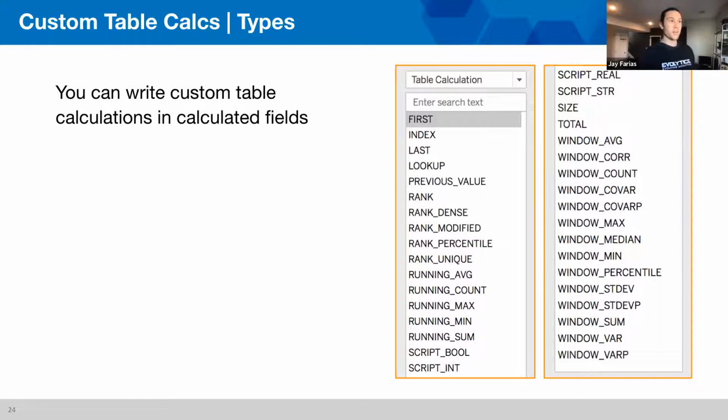We have some script ones that I don't really know what they are. Size and total. Size, again, is the size of how many rows or columns you have. Total is kind of just like an aggregate, it gives you the total, essentially, of your sum. Then we have a bunch of window functions. We just saw window average as our running average. So it's the average of what you have in your window. All of these functions will just give you another value after you've aggregated all the values that you're displaying.